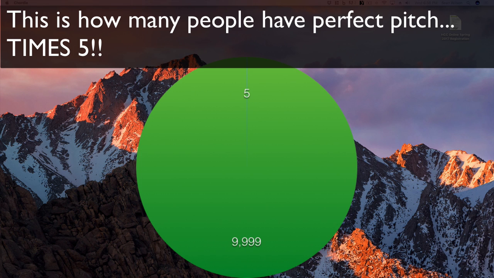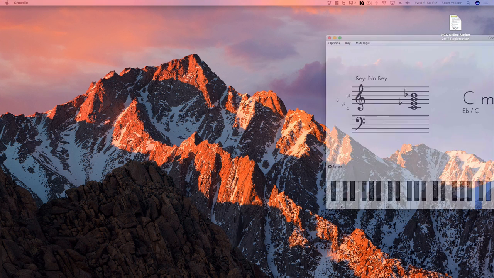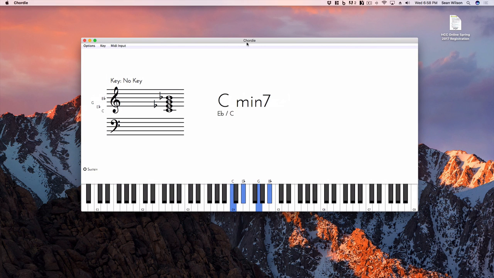Now, if I know that this is a B flat, then I know that this is a C minor 7 chord. That is not perfect pitch. That is relative pitch. Because I knew what this note is, my relative pitch told me that that was a minor third down, that note was an E flat major chord.